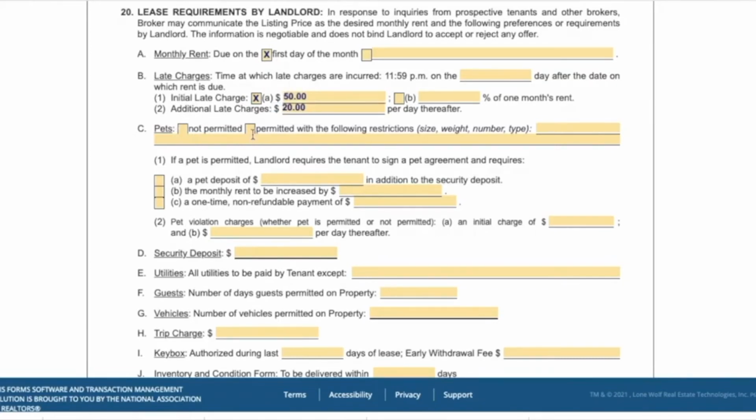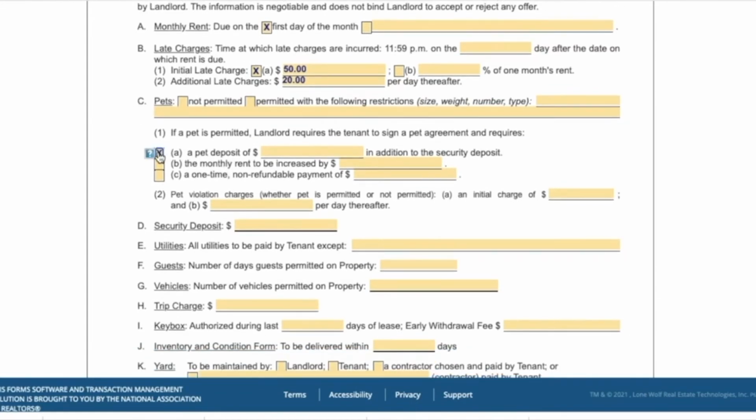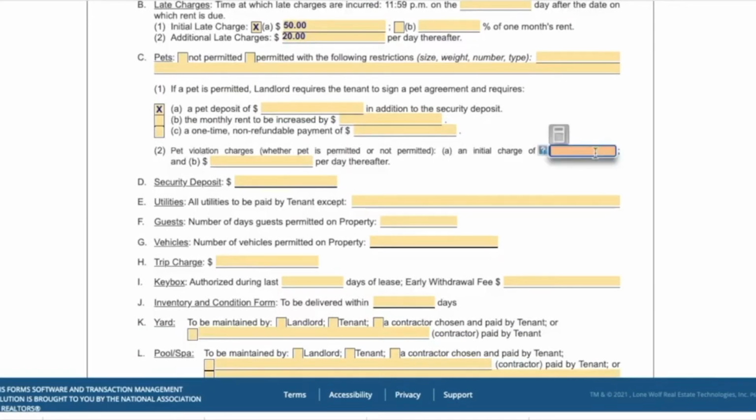If pets are going to be permitted or not, and if so, what's the pet deposit look like? Anywhere from $350 to $500 is industry standard, and yet you're still going to want to get clarity from the landlord. What about a pet violation? So if they violate the pet agreement, what does that look like? Typically, it's an initial charge of $350 and $20 that the pet remains in the property. Security deposit is typically equal to a full month's rent. So if the monthly rent is $3,000, then the security deposit would be $3,000.